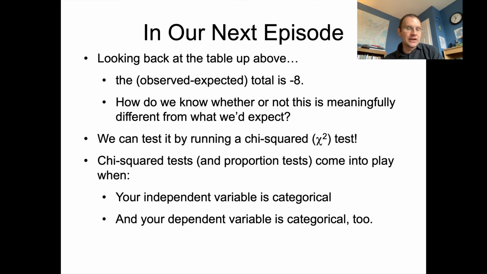So I'm going to pause here. Like I said, I wanted to make this relatively short and sweet. Don't know if I succeeded. But anyways, chi-squared tests are going to be useful. We're going to be able to add them to our toolkit because they come into play in a new sort of scenario for our data. And we can use them when our independent variables are categorical and when our dependent variables are categorical as well, which is a scenario we haven't seen before.